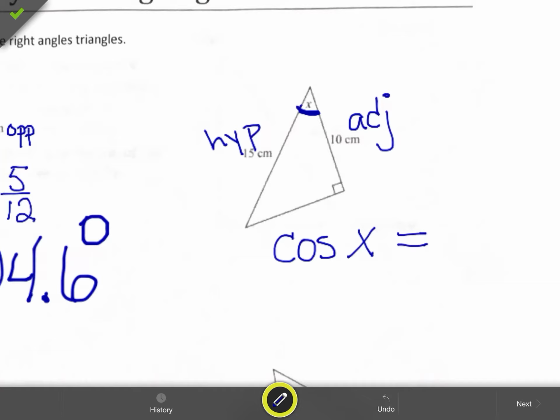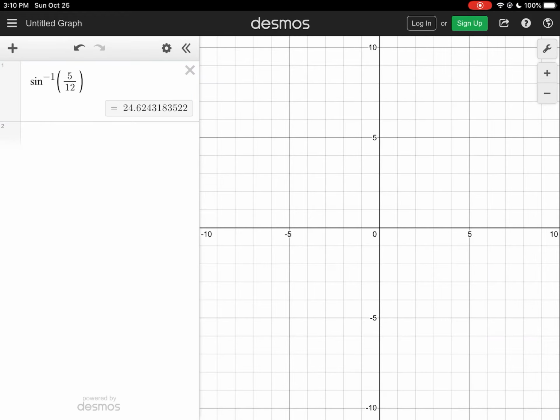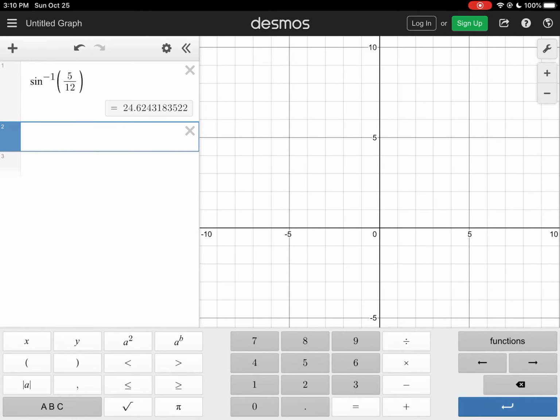So cosine of my angle, we don't know it, so we call it x, equals, because now we're on step 4, let's write our equation. Cosine x equals adjacent over hypotenuse, which is your h. So my equation is cosine x equals 10/15. I'm just going to go to Desmos. It should be in degrees. If you haven't checked, make sure you check.